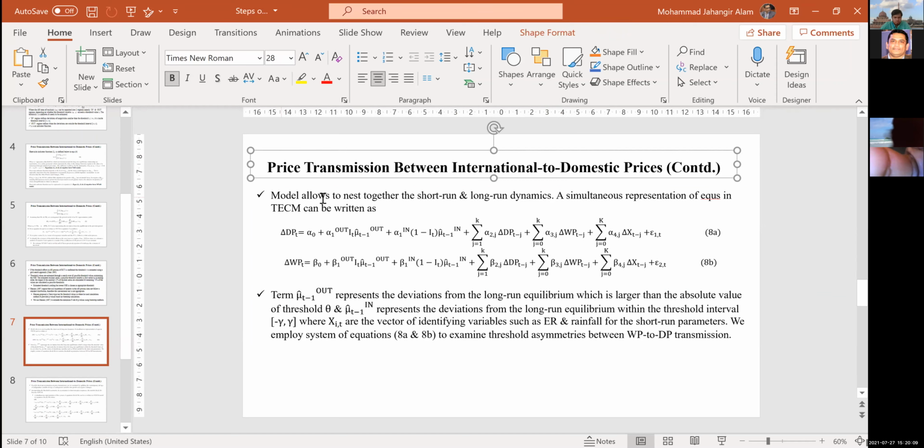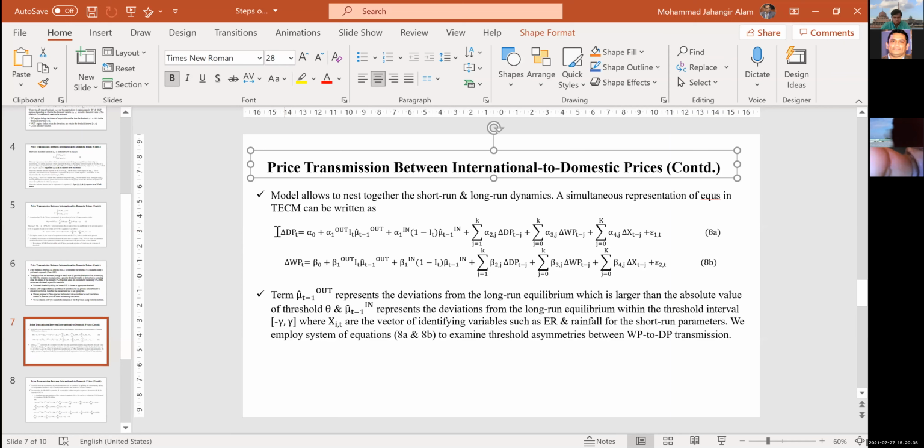So this model allows us to nest together the short-run and long-run dynamics. It's a simultaneous representation of the equation in the threshold error correction model. We do not consider asymmetric behavior in this equation, we just consider the threshold behavior here. And then we consider the simultaneous representation, meaning that it's not only the domestic price, but also the world price.